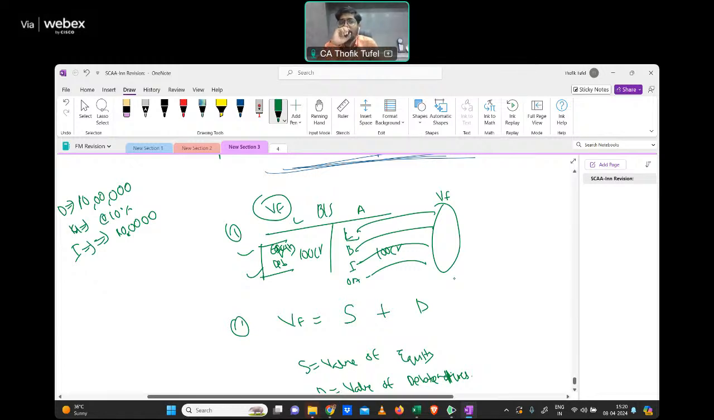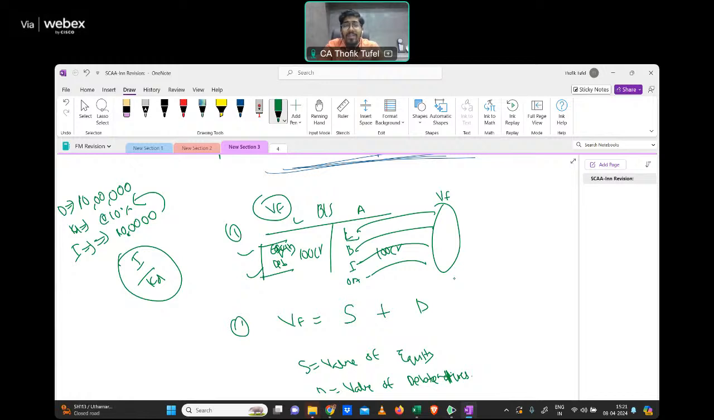I'm putting KD because I want to find out the market value. I don't want to find out the balance sheet value, so that is the reason I'm not putting the interest rate. With KD, I will get the market value. So if I want to find out the value of debentures, what I will do is interest divided by KD. So 1 lakh divided by 10%, I am going to get the value of debentures, which is 10 lakh rupees. My interest is the amount that you're paying to the debenture holders.